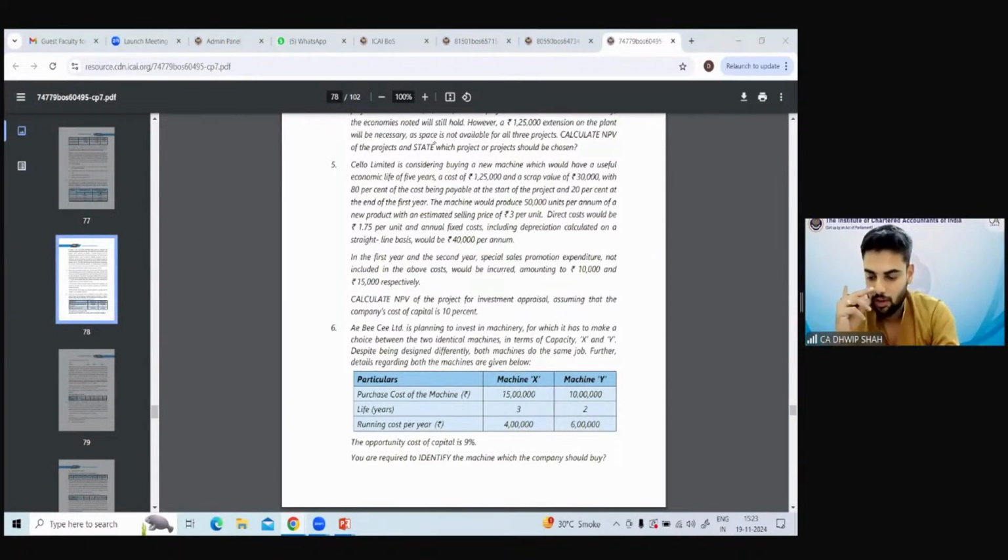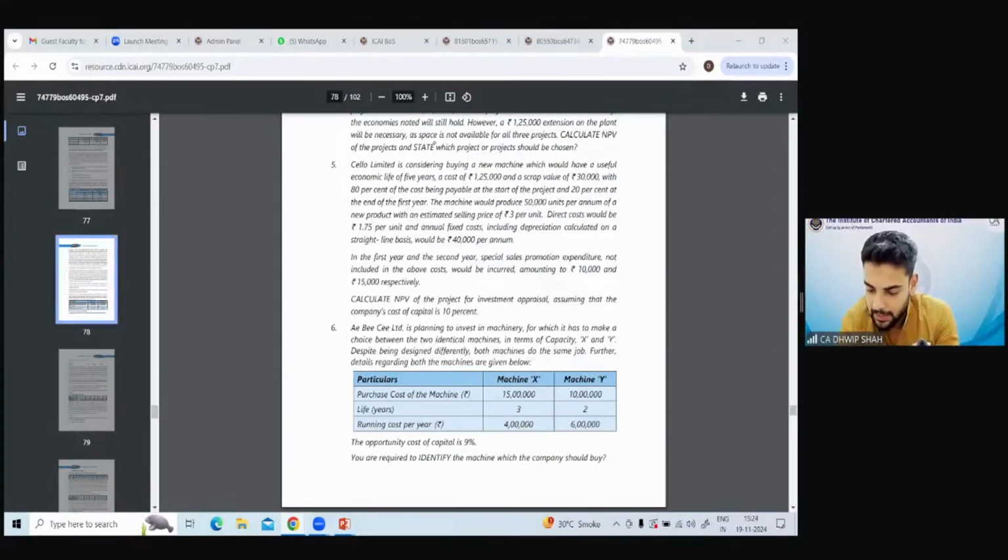Yes, to understand it is difficult, but once you understand the facts clearly, then the solution is quite simple. Nothing to be worried about. So let's move to question number 6 of our module.